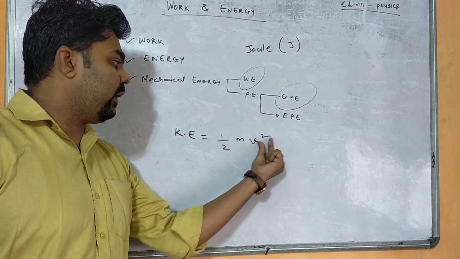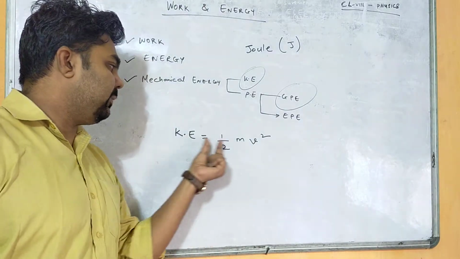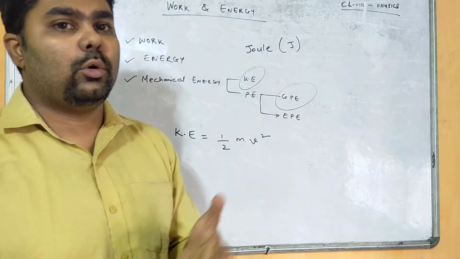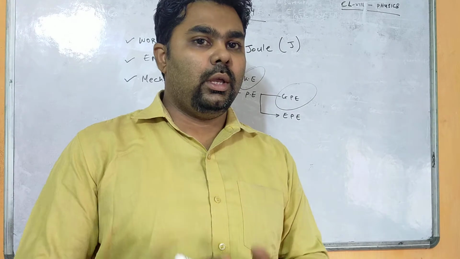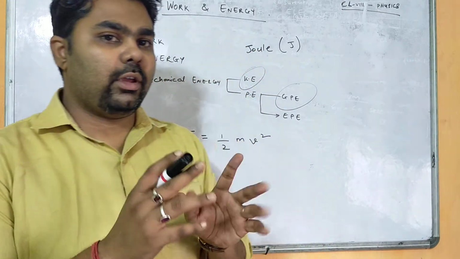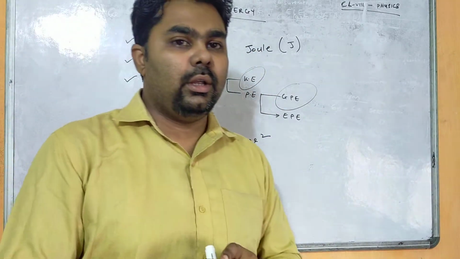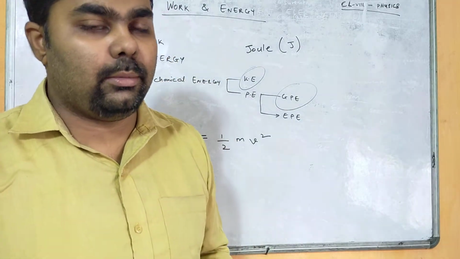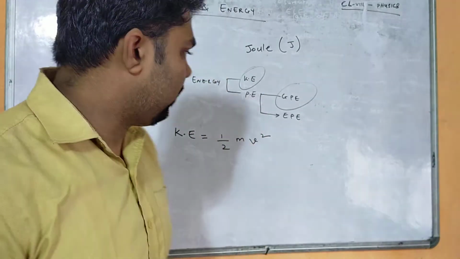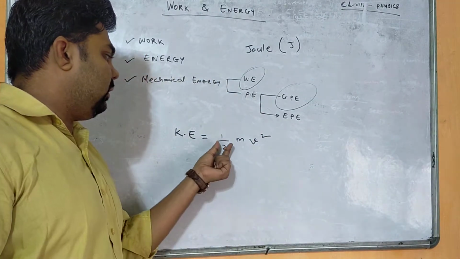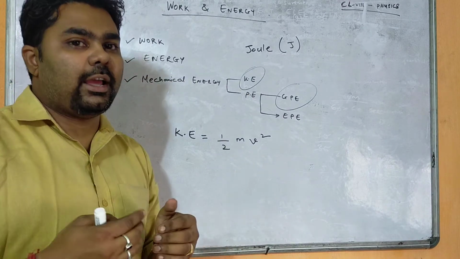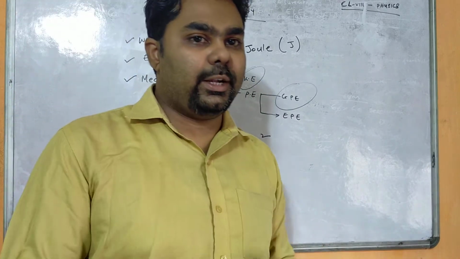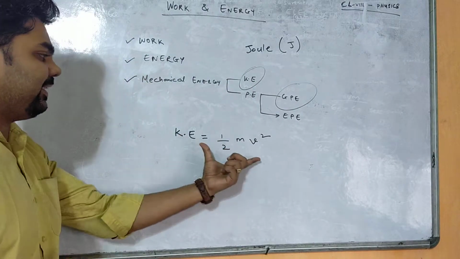How much? Square of that velocity. And also it depends upon mass. The more the mass, the more will be the kinetic energy. A truck and a vehicle, if they are moving with the same velocity, the truck will have more kinetic energy because mass is more. Similarly it depends upon velocity. An object having more velocity will have more kinetic energy. So this was kinetic energy.